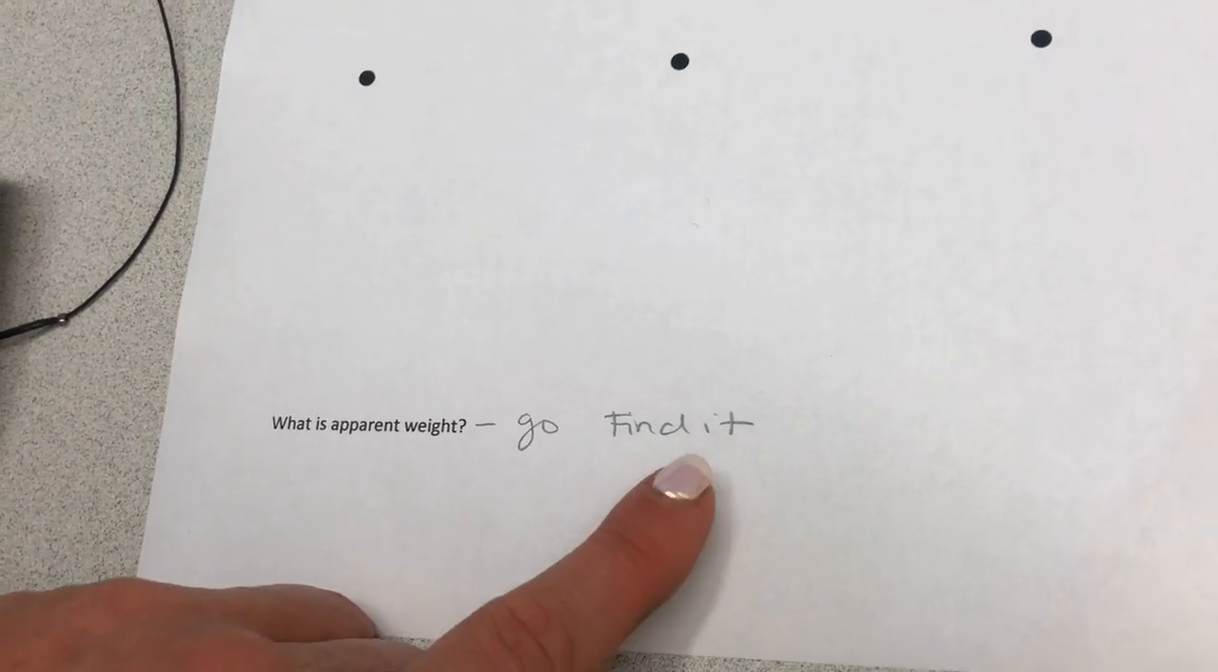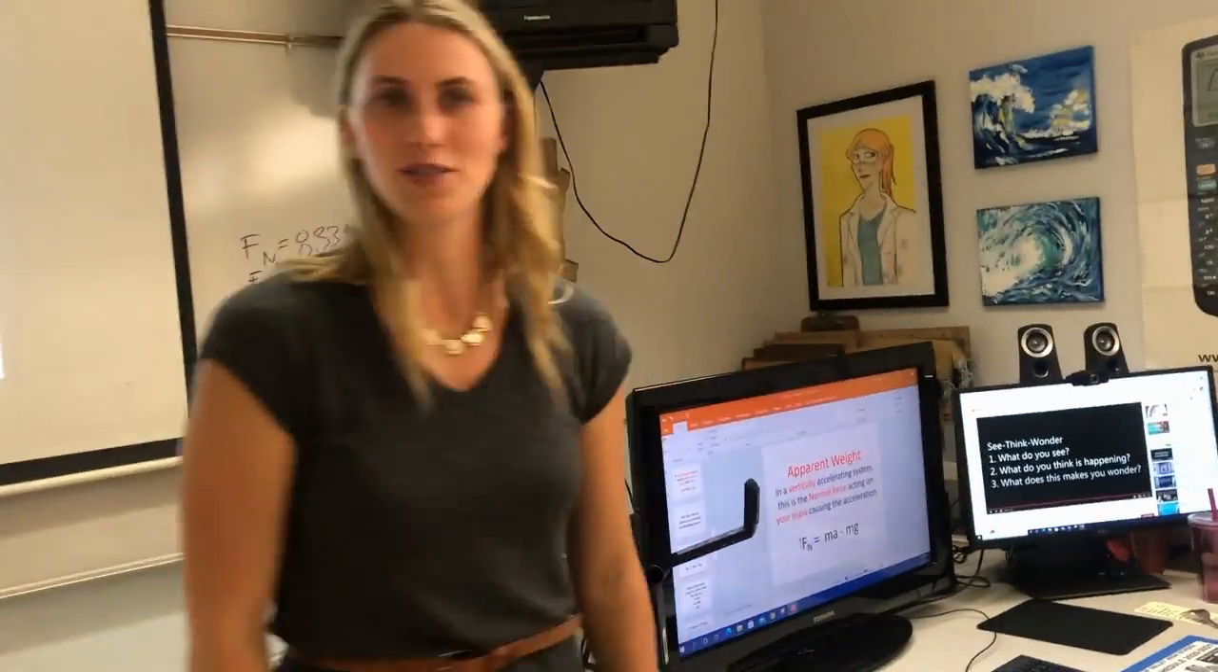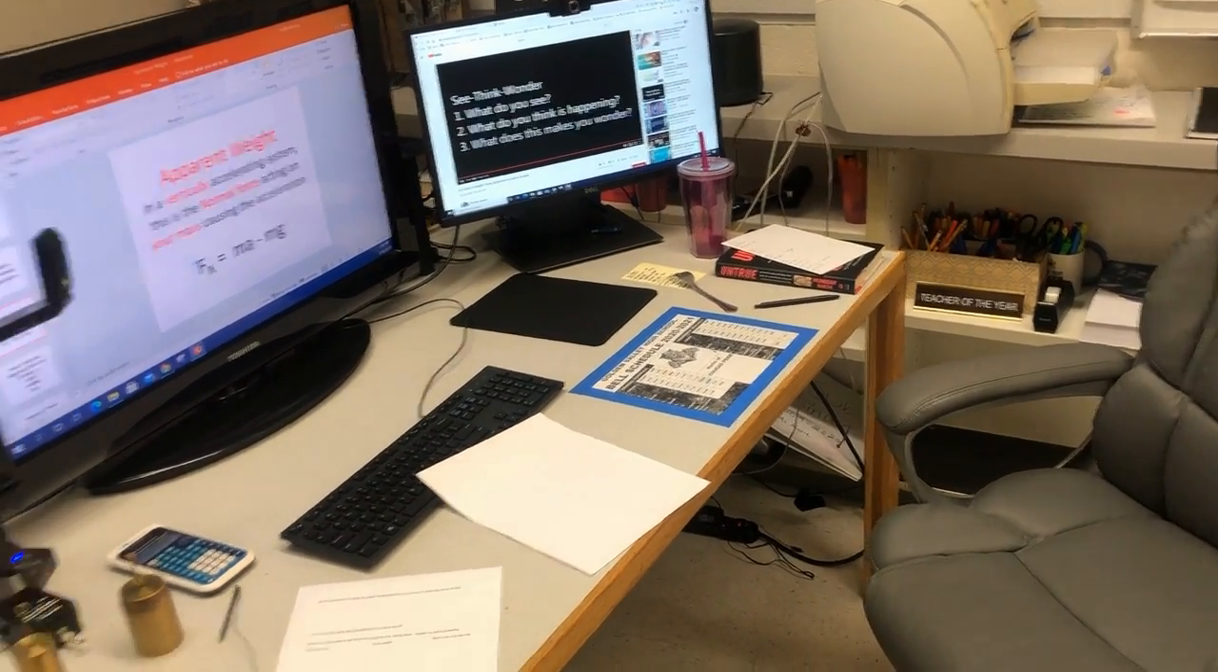And the last thing you need to do is Google it. What is apparent weight? Or, even better yet, find it in the book. In the book is a better idea. Do you have your book yet? If you don't have your book yet, you should find your chapter 4. I think it'd be in chapter 4. So pause, finish the lab, and then we'll come back.